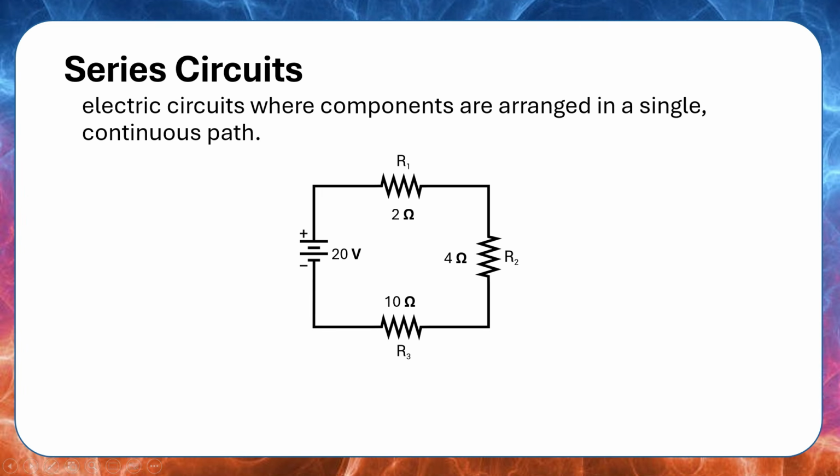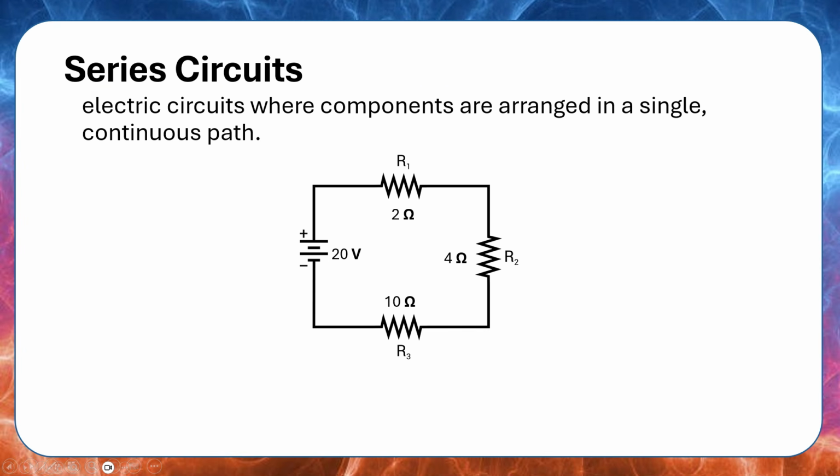Okay, now let's start with the series circuits. Electric circuits where components are arranged in a single continuous path, just like this one. If we start from the positive terminal and move going back to the negative terminal, we can see that they are arranged in one path, right? And this is what we call a series circuit.